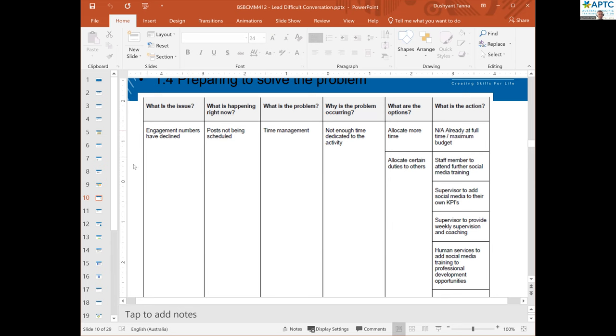An example is: engagement numbers have declined, right? Customer or student engagement numbers have declined. What is happening? Posts are not being scheduled. What's the problem? Time management. Everyone is too busy with the work, not giving enough time to dedicate to resolving it. Not enough time for the activity.